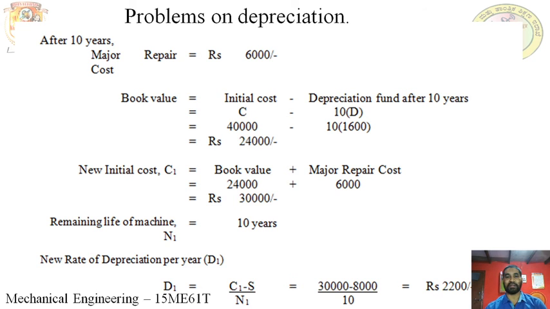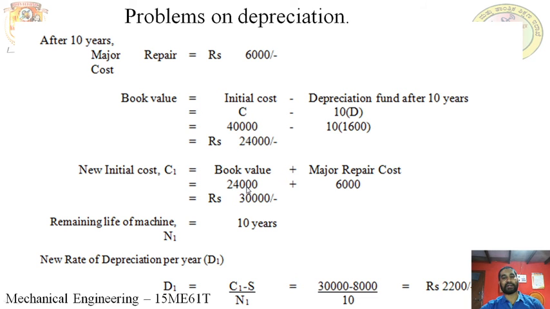Why? Because in the depreciation fund you have 16,000 and the cost of the machine is now 24,000. If you add both, that will become the initial cost 40,000. So 24,000 is the value of the machine. 16,000 fund is collected in your account. So total is 40,000. But after 10 years, if you consider only the machine, the value of the machine becomes 24,000.